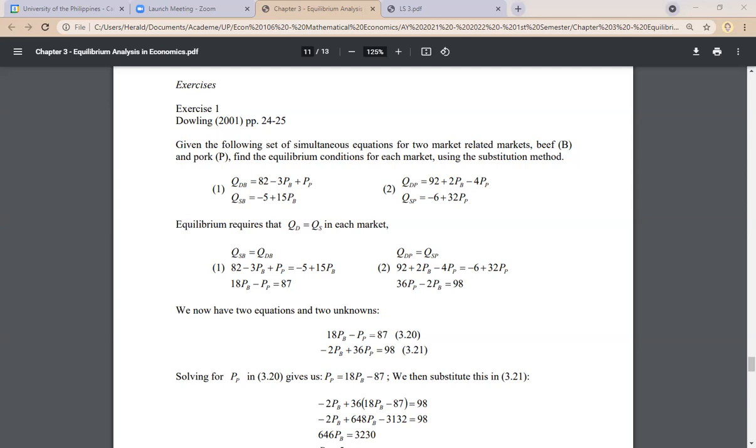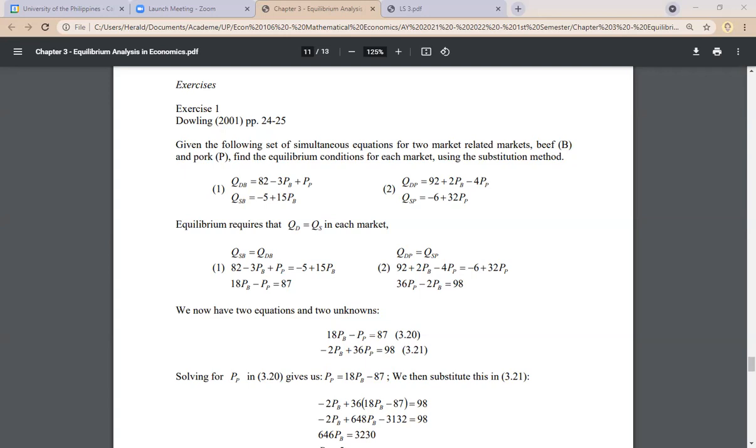Okay, so let's now turn to the exercise here. If you have any questions, just raise your hand. In this example, it's a two-market model. It's a market for beef and it's also a market for pork. So we are analyzing the relationship established here.